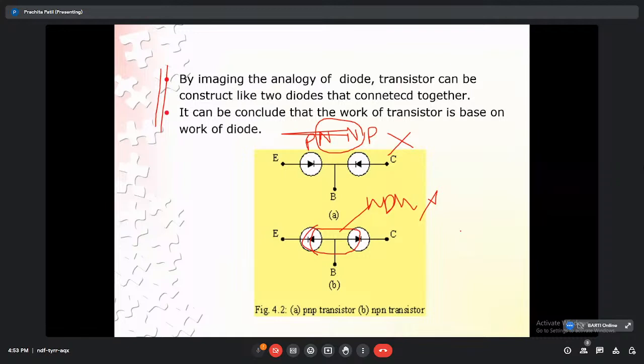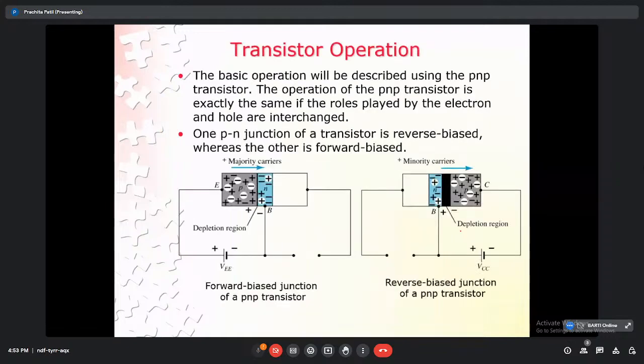As you may become a teacher, don't try to teach this, because students may remember it and write in the examination, "If we connect two diodes back to back, then there is a formation of transistor." I have seen this in some books. This kind of mistake should not be in any book. That is why I kept this particular slide here.